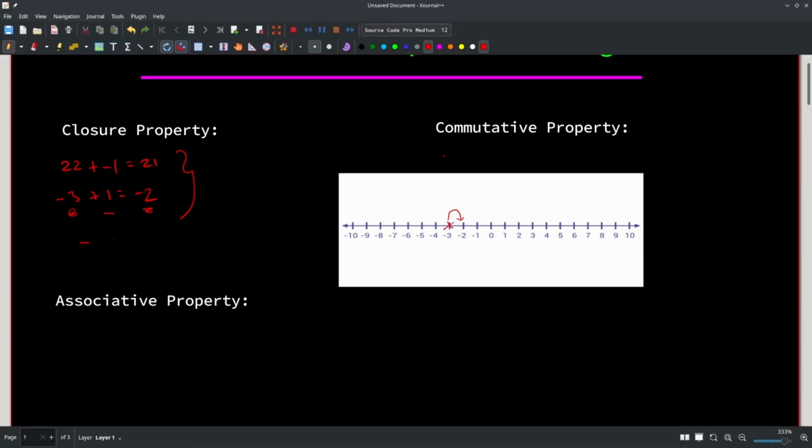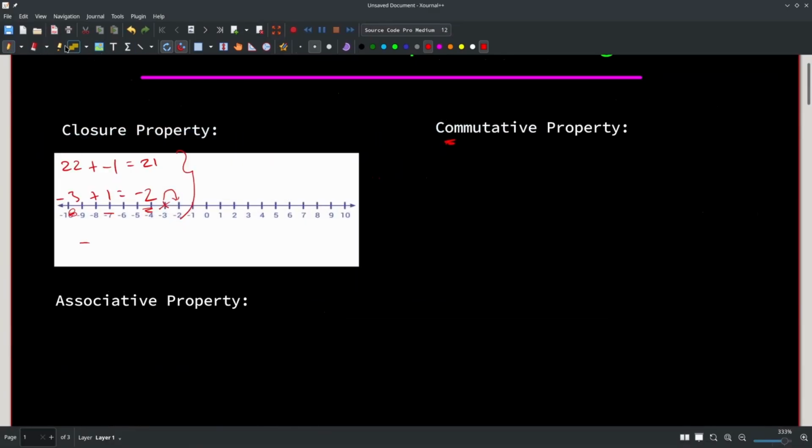So let's move on to the next topic, which is the commutative property. The basic commutative property says that when you add integers, let's say 12 plus 6, you're going to get the same answer if you switch places, which is 6 plus 12. So 12 plus 6 is equal to 6 plus 12. Both add up to 18.